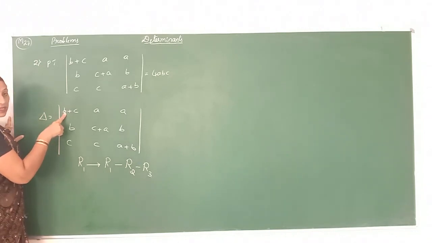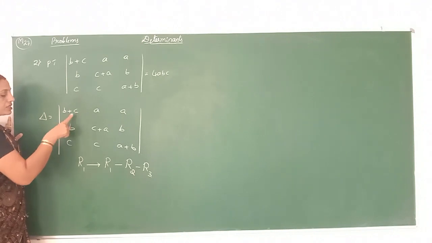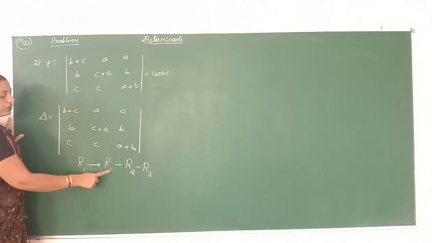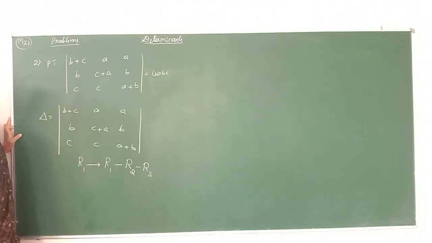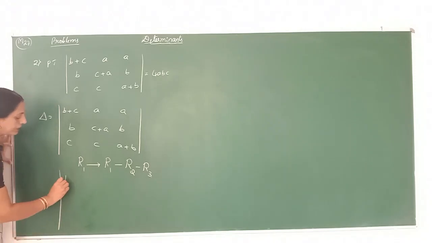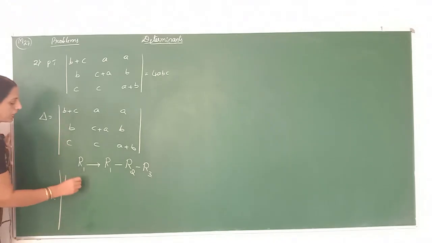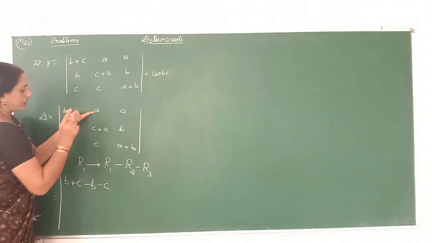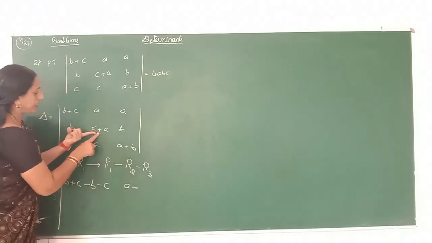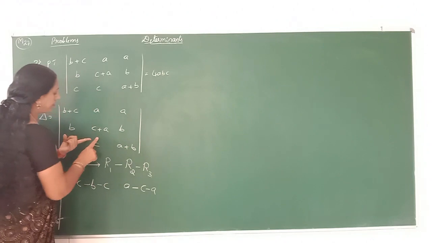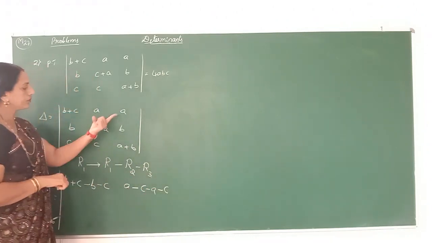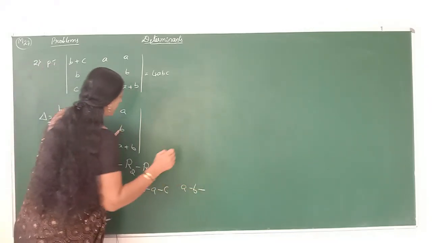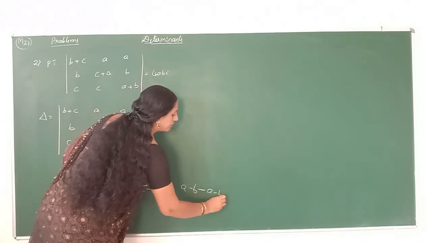Now first, comparing in the first element, b plus c minus b gets cancelled, c minus c gets cancelled. Therefore the first element of that determinant will be 0. Therefore R1 can be changed with R1 minus R2 minus R3. Then delta: the first element of R1 is b plus c, minus R2 which is minus b, minus R3 which is minus c. Similarly, the second element of R1 is a, minus R2 which is c plus a, minus R3 which is minus c. The third element of R1 is a, minus R2 which is minus b, minus R3 which is minus a minus b.